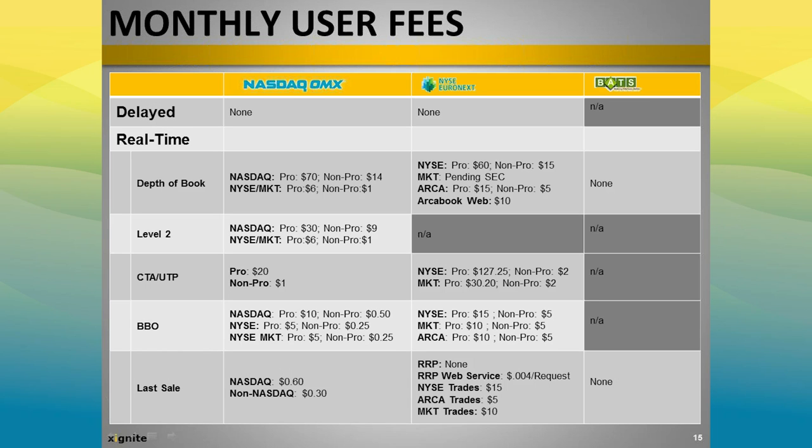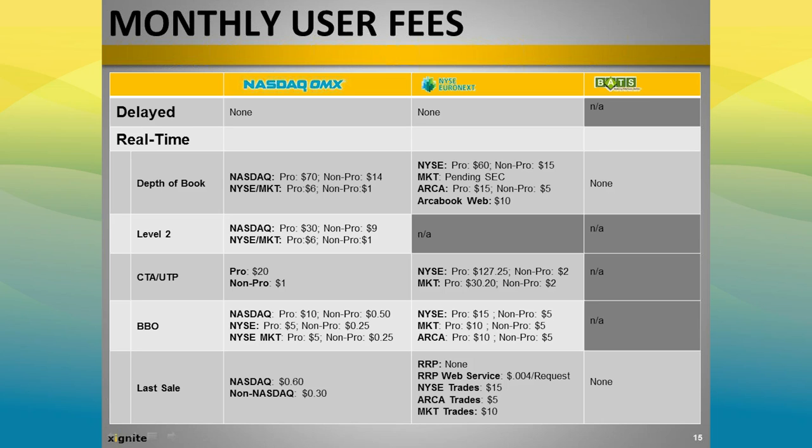The monthly user fees, for delayed data, there's none. That's pretty straightforward. Depth of book information is a lot more expensive than level 2 data or CTA data or BBO data or last sale data. Since this is ordered in the order of value and depth of information, a pro user will spend a lot more on, for example, NASDAQ depth of book product, which is their TotalView product. Pro users will pay $70 a month, a non-pro $14. While for last sale only, you'll pay 60 cents per user for the NASDAQ codes and 30 cents per user for non-NASDAQ data.